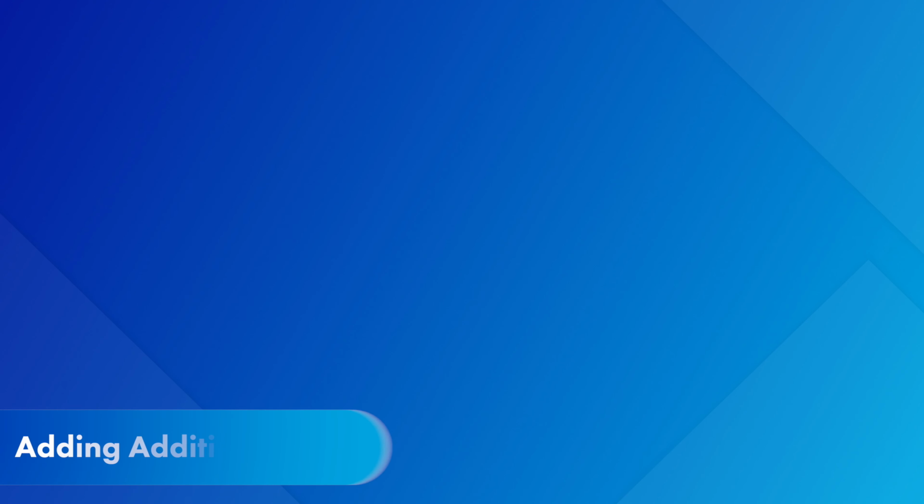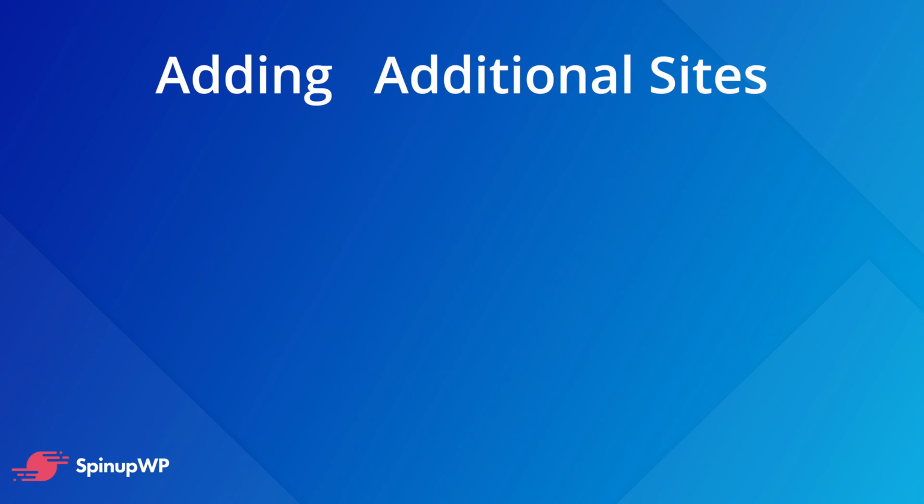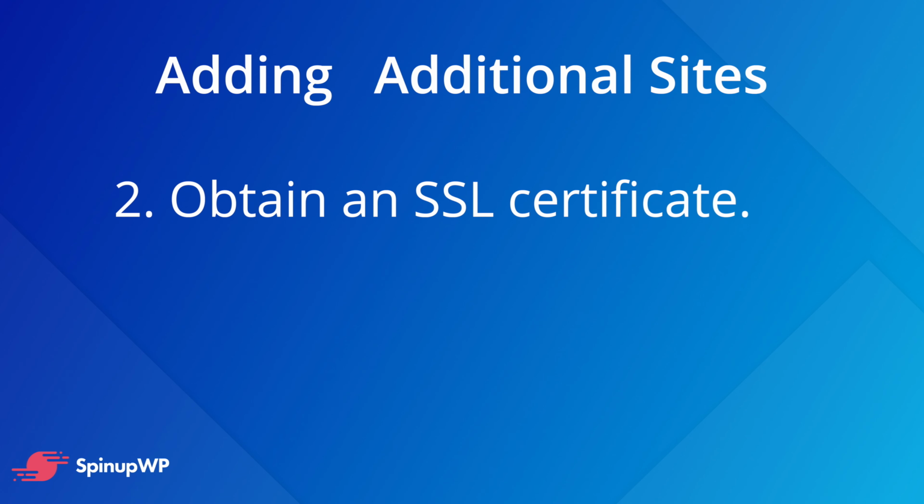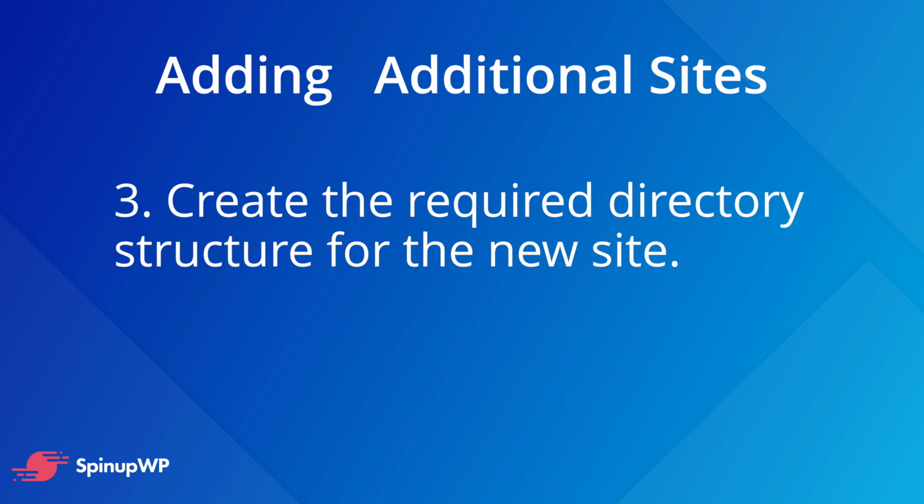Cool. Additional sites can be added to your server using the same procedure that we just followed, and you should be able to fire up new sites within a couple of minutes. Here's a quick breakdown of how to add additional sites. First, add the relevant DNS records to the domain. Second, obtain the SSL certificate. Third, navigate to your home directory and create the required directory structure for the new site. You'll need both logs and public folders.